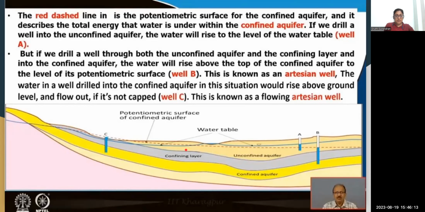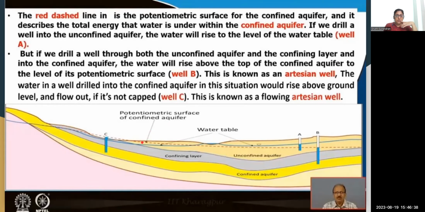At the same time, when you insert a piezometer into a confined aquifer, it can show a pressure head higher than the water table, or it can show a pressure head lower than the water table also. So the pressure is always going to vary in a confined aquifer, whereas in an unconfined aquifer, it is always going to be under atmospheric pressure.